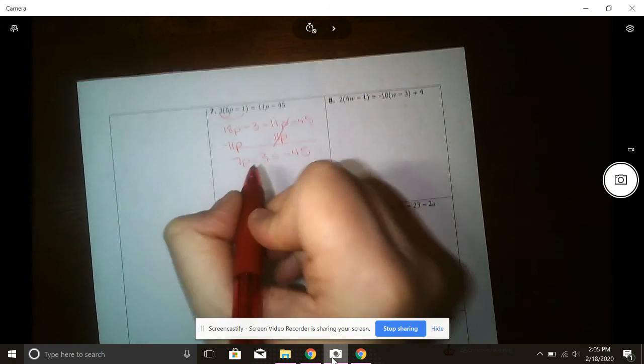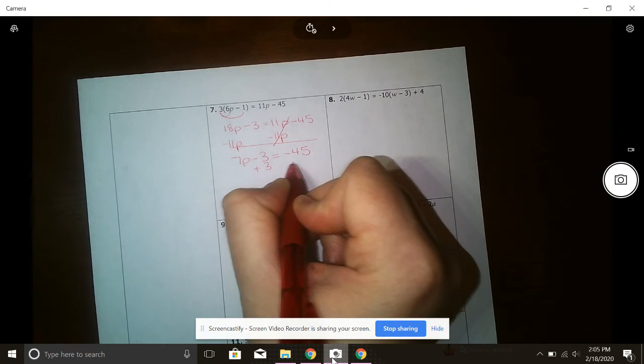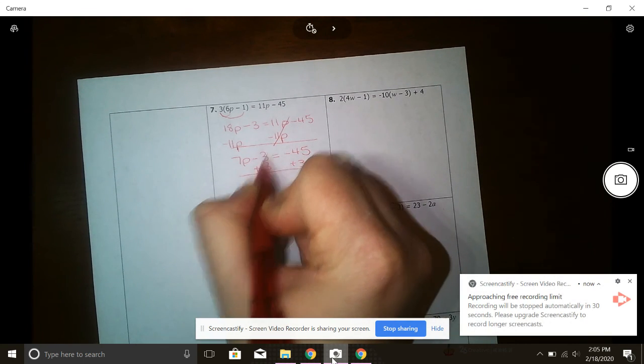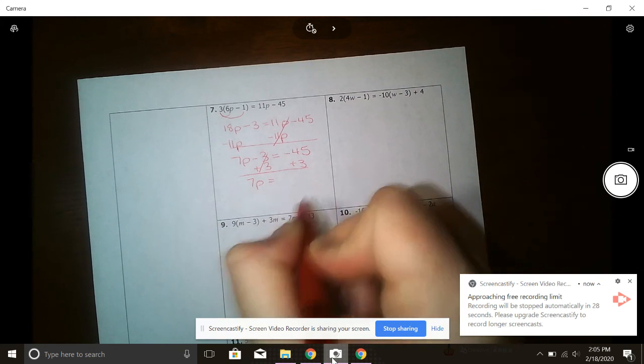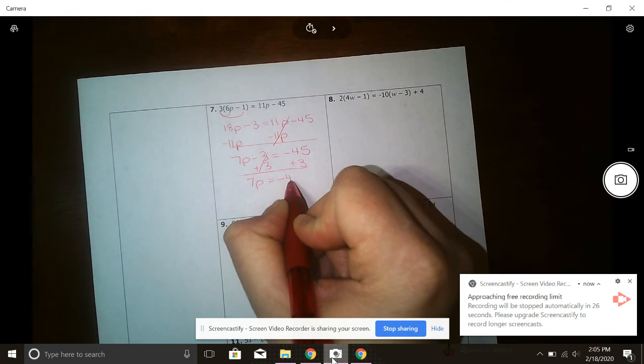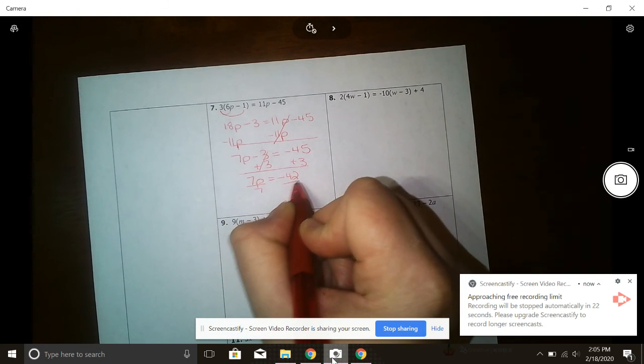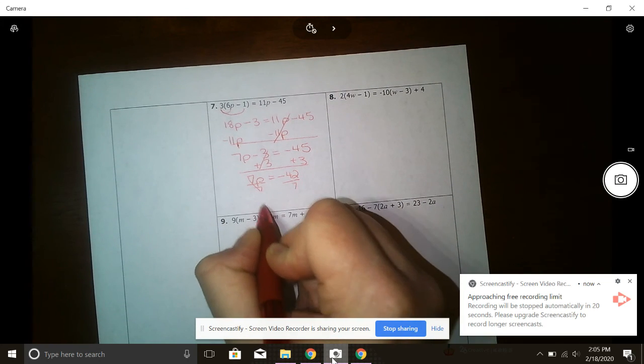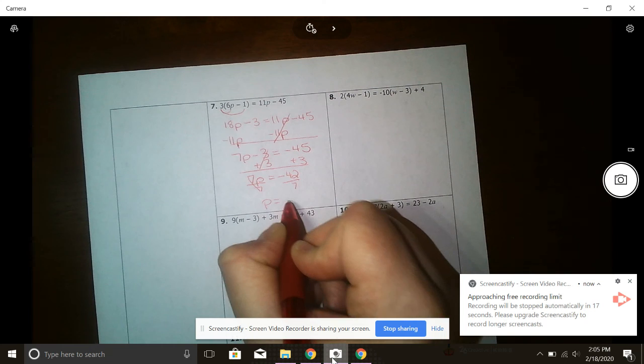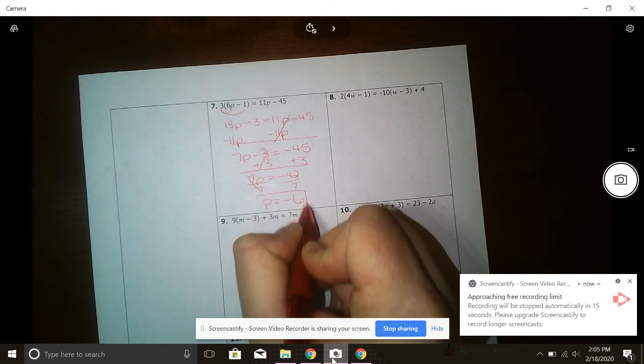Another 2-step equation. I can work right on through now. Add the 3. Negative 45 plus 3 is negative 42. This 7 is a multiplier, so I'll divide it to get rid of it. Negative 42 divided by 7 is negative 6.